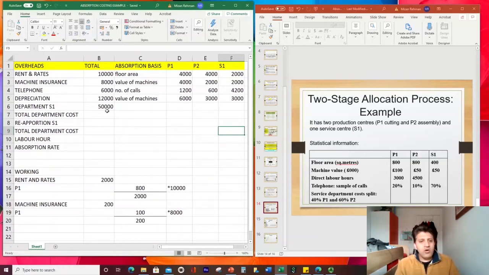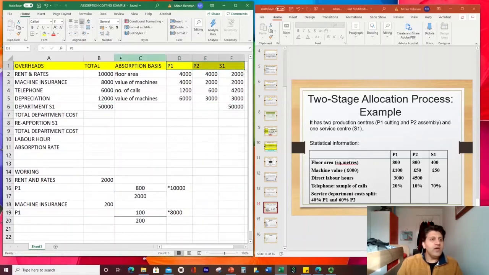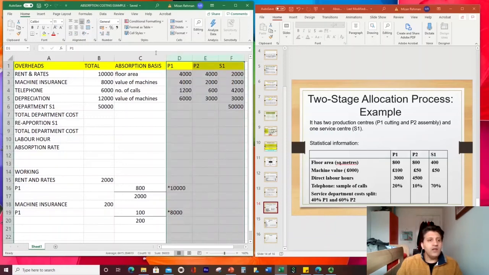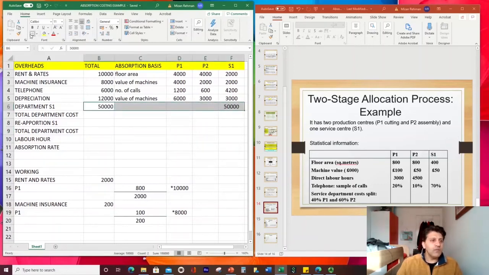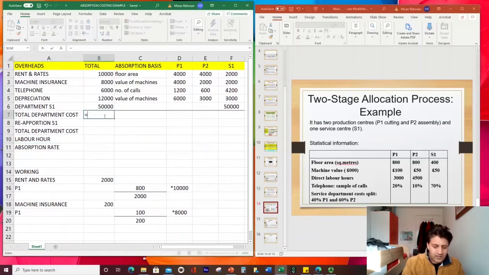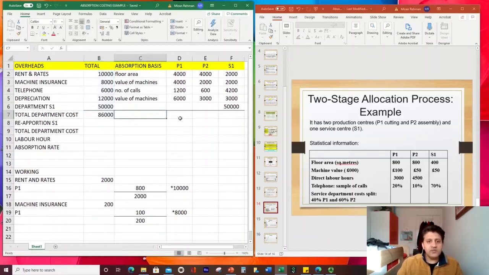So all of the common costs have been apportioned now. What we need to do is take all of this cost straight to our S1 and place it there. So now we have apportioned all of the factory costs into all of the departments, and now we can calculate the total cost. So the total cost here, let's put the formula, sum of all of these values, and I get 86,000.